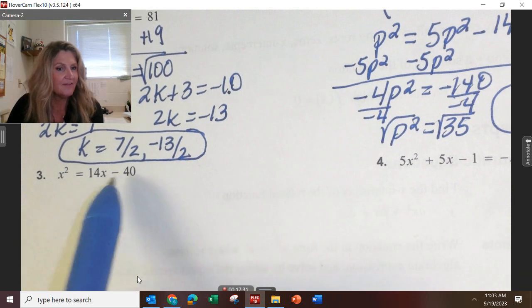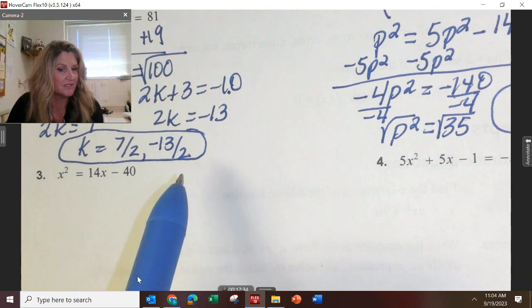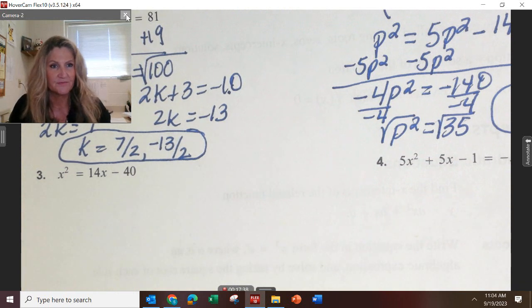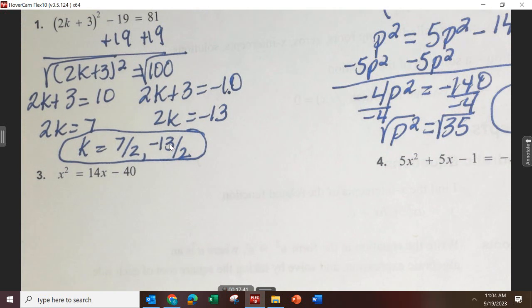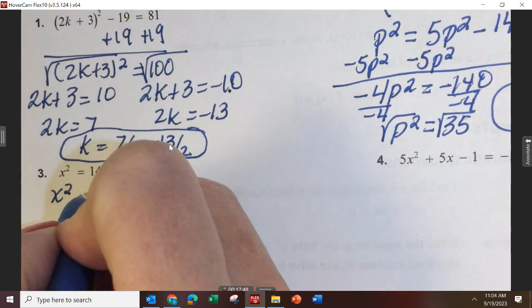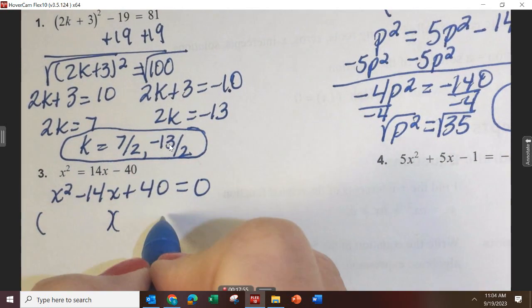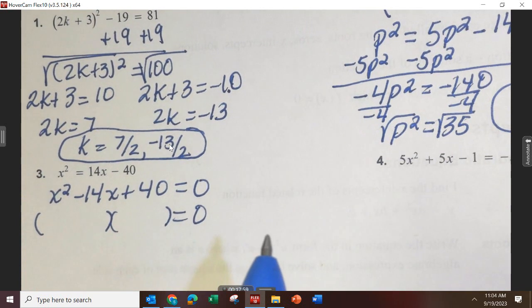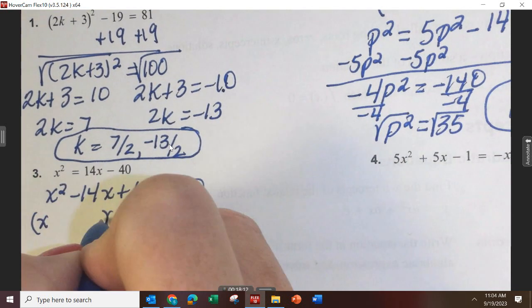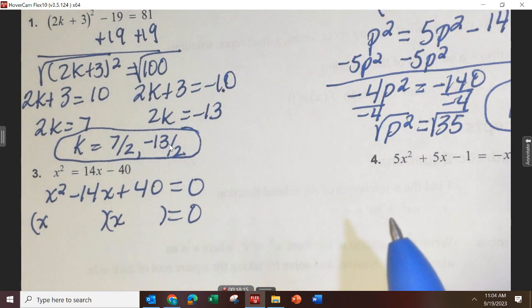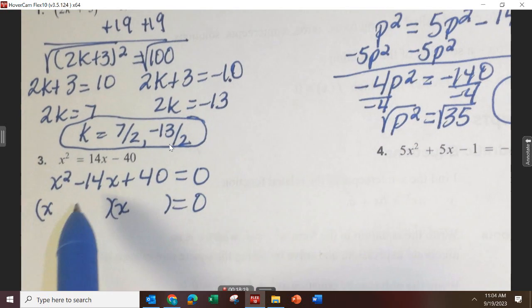All right, let's have you try this one on your own. Think about what you have to get it set equal to and then solve it. You should be just about finished. If not, look up here.